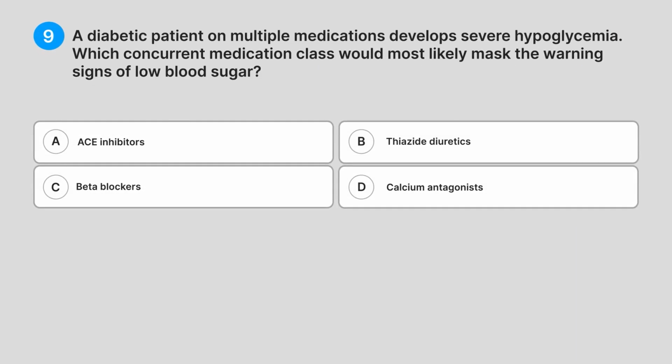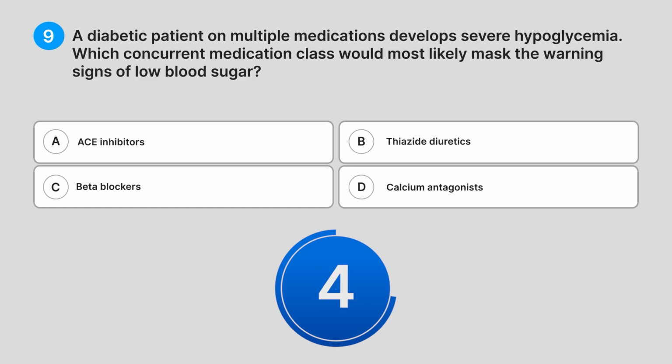9. A diabetic patient on multiple medications develops severe hypoglycemia. Which concurrent medication class would most likely mask the warning signs of low blood sugar? A. ACE inhibitors, B. Thiazide diuretics, C. Beta blockers, D. Calcium antagonists. Can you guess the answer?